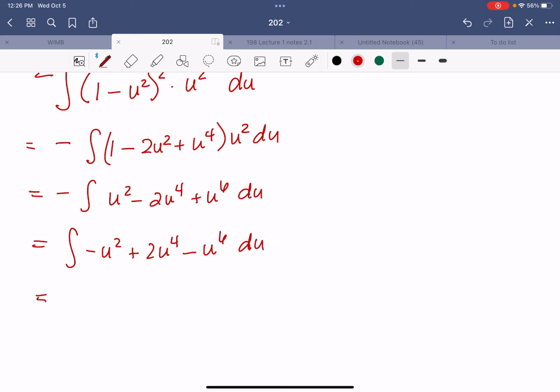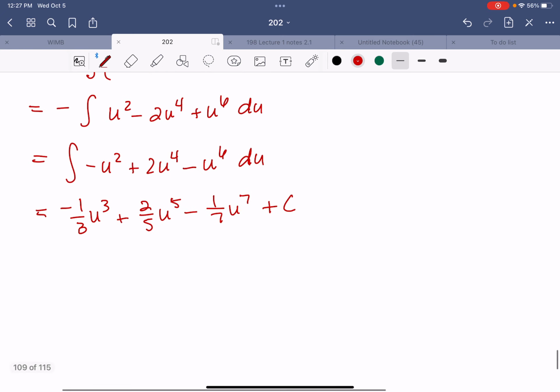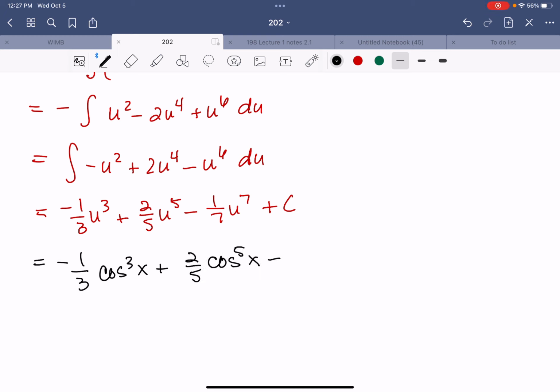Now we can find the antiderivative. So negative 1/3 u cubed plus 2/5 u to the fifth minus 1/7 u to the seventh plus a constant. And lastly, I plug my cosine x back in. So negative 1/3 cosine cubed, plus 2/5 cosine to the fifth, minus 1/7 cosine to the seventh plus c.